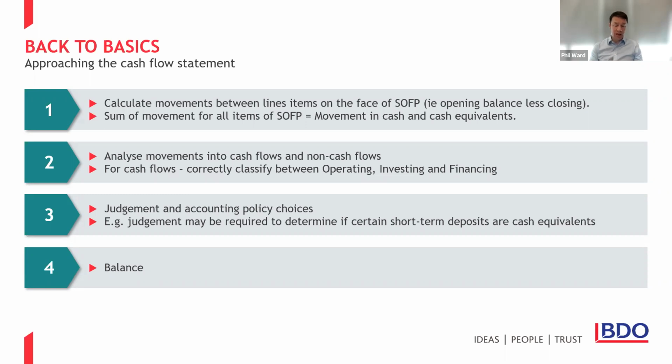In step 2, we analyse out the movements that we've identified in step 1 into cash flows versus non-cash flow items. So obvious example of a non-cash item would be the movement in your housing properties balance that's due to depreciation. Depreciation is a non-cash item that you need to analyse out separately and add back effectively to get back to your cash position. You then further analyse cash flow items to determine whether it should be presented as operating, investing or financing.